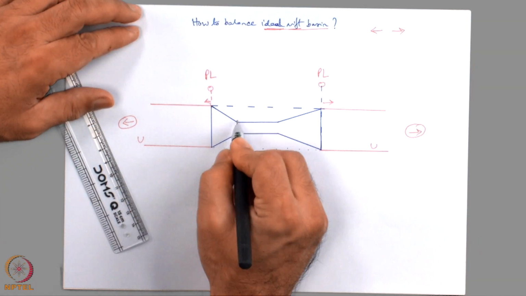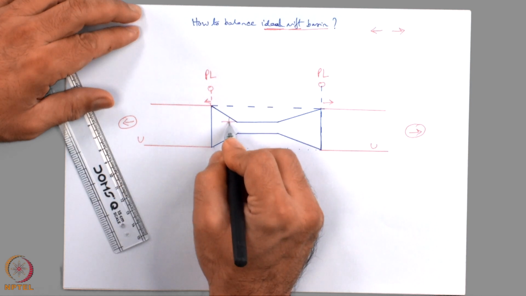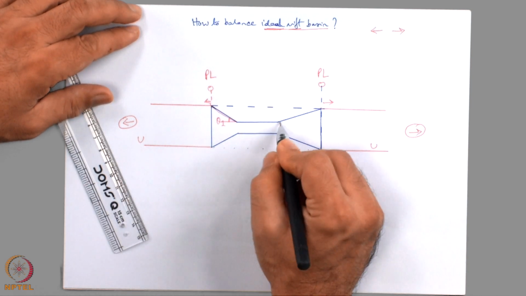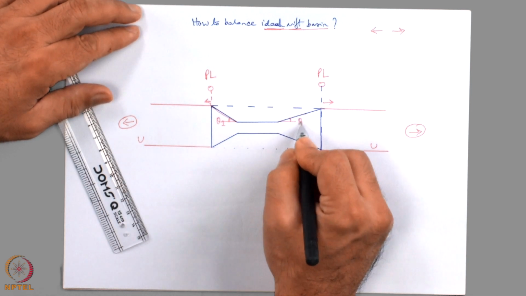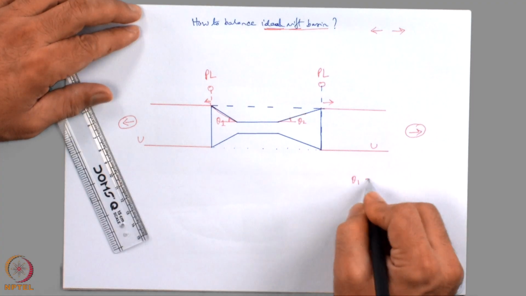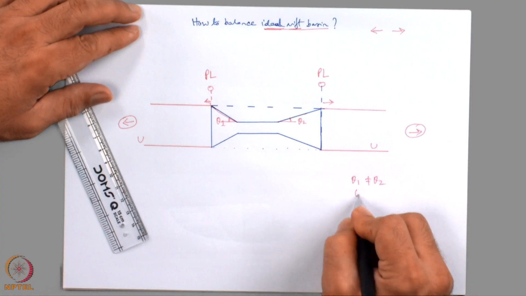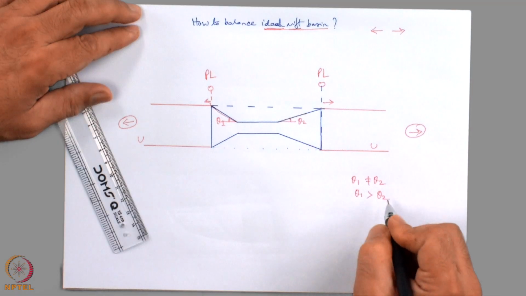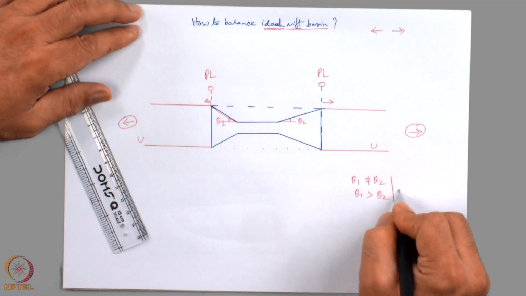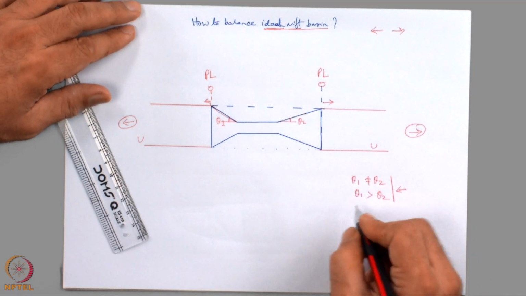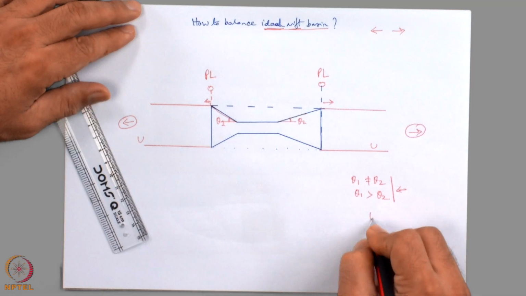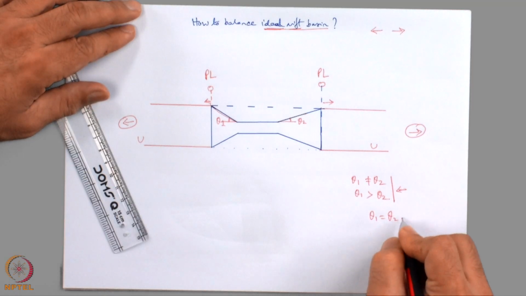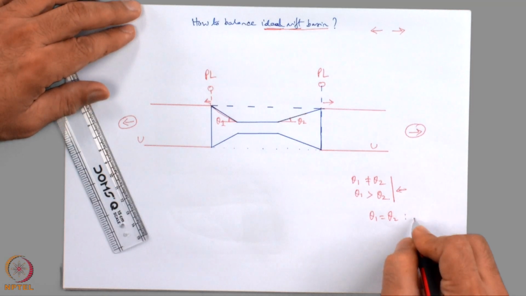The reason for calling this basin asymmetric is that the slope here, suppose it is theta 1, and the slope here is theta 2. As per the diagram, theta 1 is not equal to theta 2; theta 1 is more than theta 2. This is an indication of asymmetry of the basin. For a symmetric basin, theta 1 is equal to theta 2 or they are nearly equal.